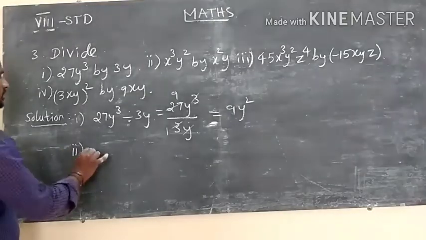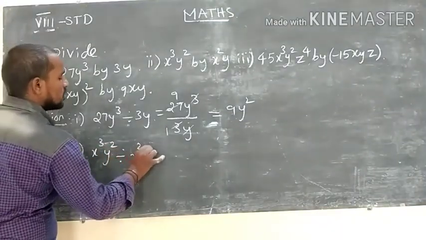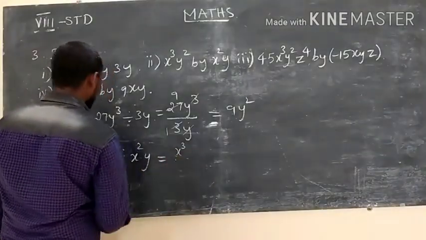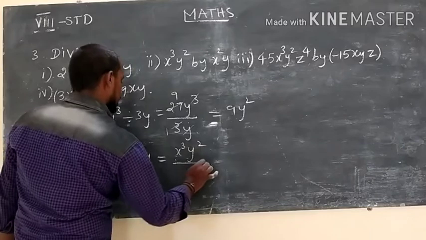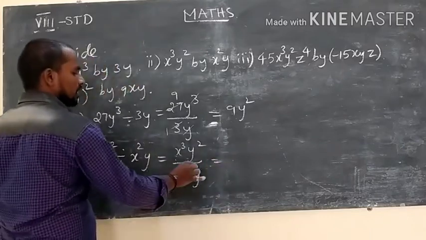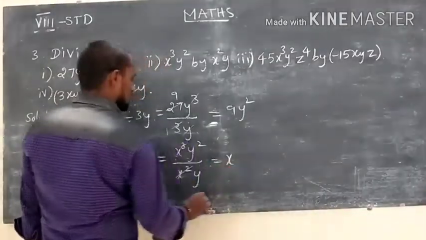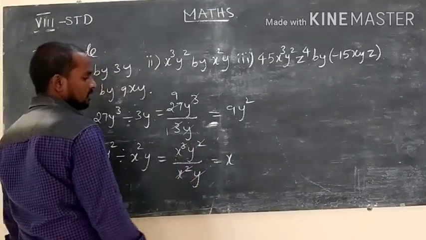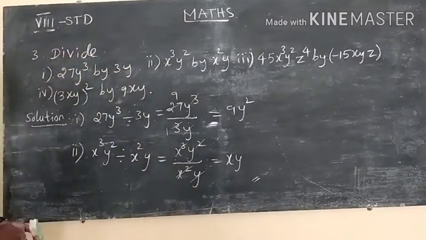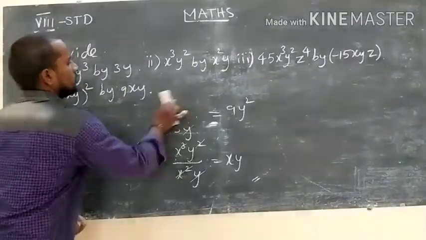Then the second question: x cube y square divided by x square y, which can be written in the form x cube y square divided by x square y. x square and x cube cancel, remaining 1x. Then y and y square, 1y cancels, so remaining y. So xy is your answer of the second question. That's all.